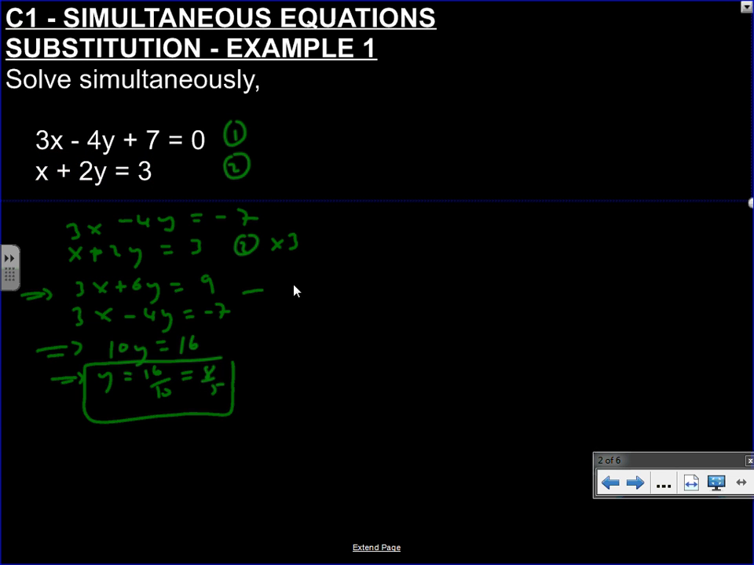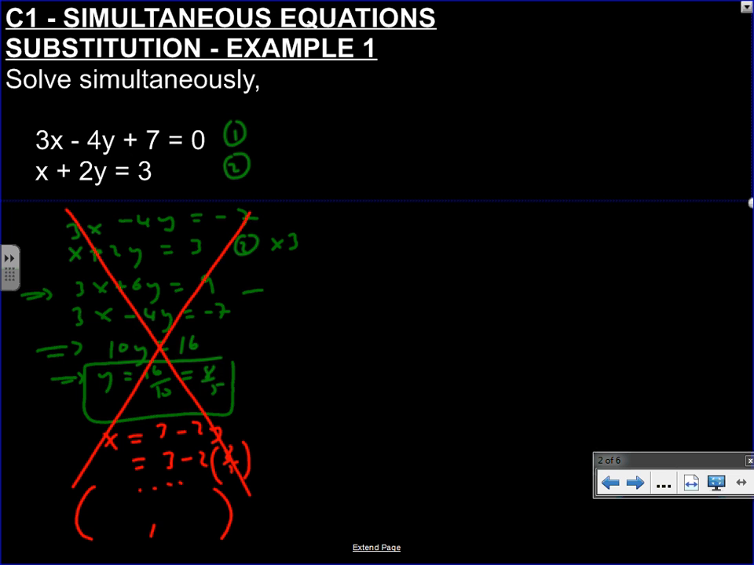So we could find that second variable, couldn't we? If we know y is 8 over 5, and we know x plus 2y equals 3, so x must equal 3 minus 2y, 3 minus 2 lots of 8 over 5, and you get your answer. We'd whack it into our coordinate brackets, fair enough. But though that GCSE method is helpful, I want us to try and get away from that. I want us to go for this method of substitution instead, okay?